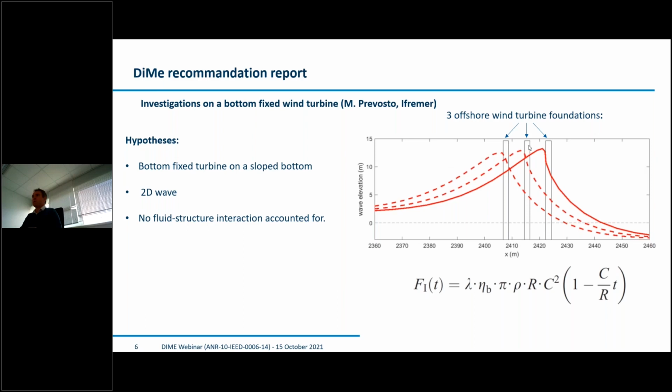Okay, so we'll be comparing the load at the 3 locations. The hypothesis is a bottom fixed turbine on the slope bottom that we cannot see here, but that explains the shape of the waves. It's a 2D wave, and there is no fluid structure interaction accounted for here. So the wave is passing through the foundation without affecting them. Okay, and we are just collecting the relevant information to compute this formula.